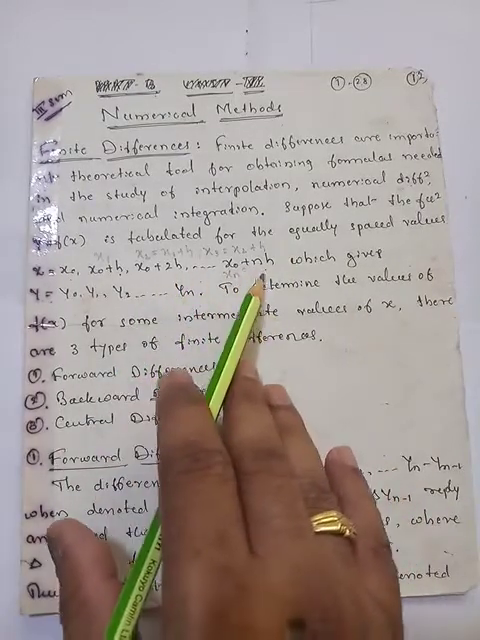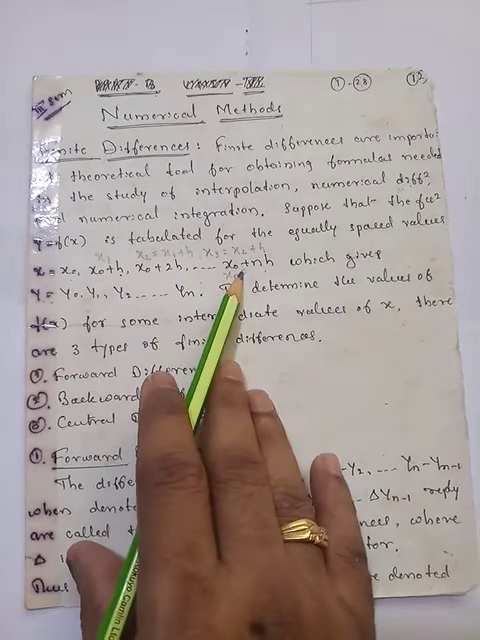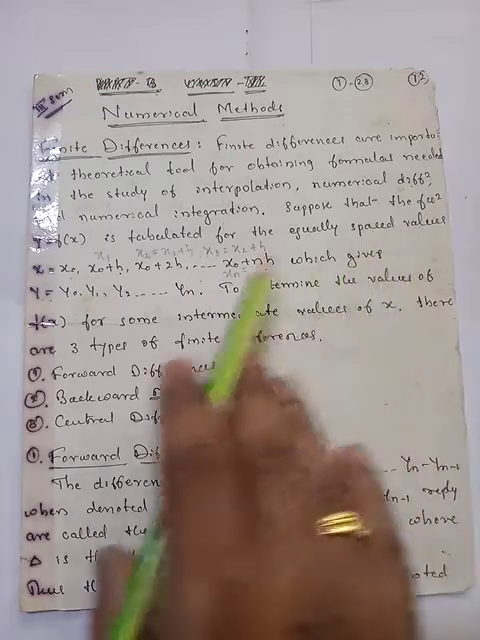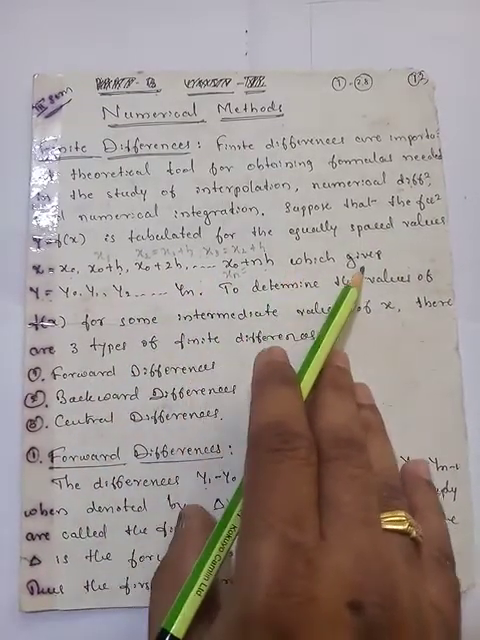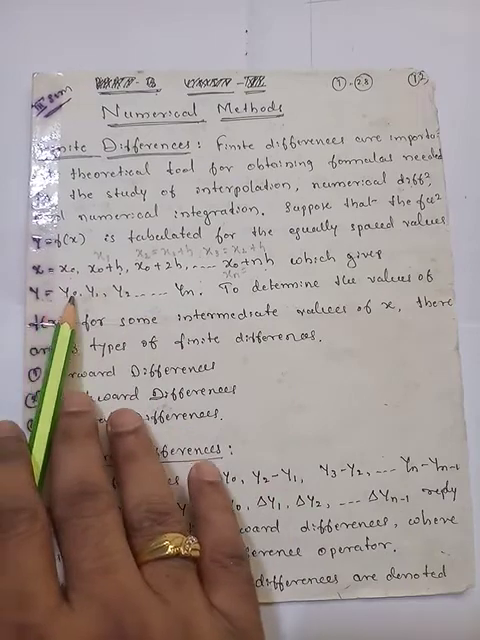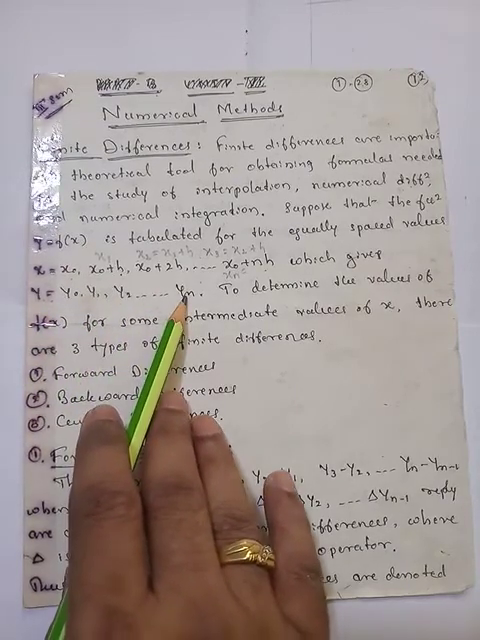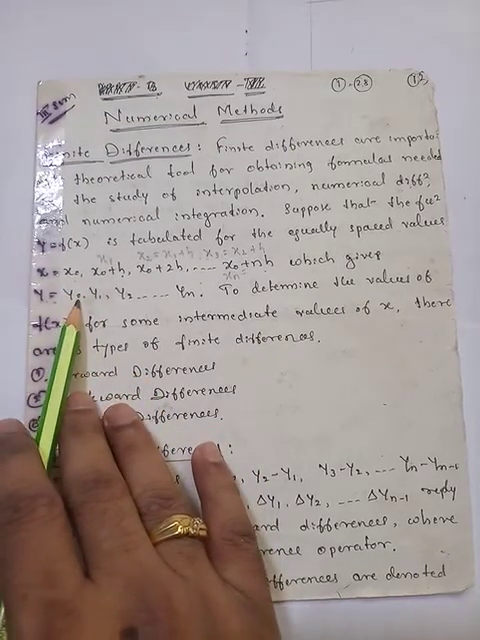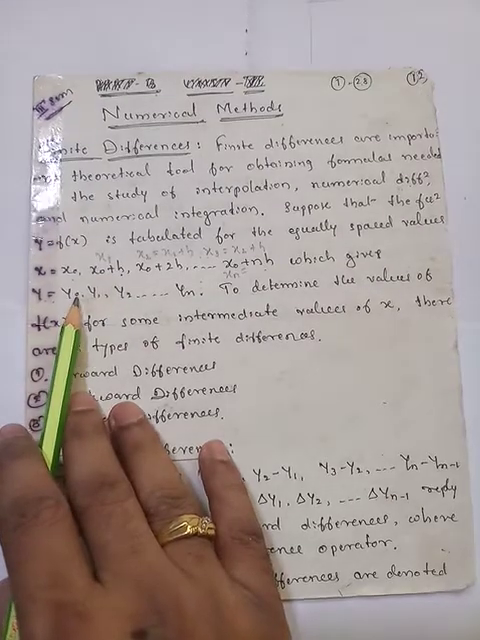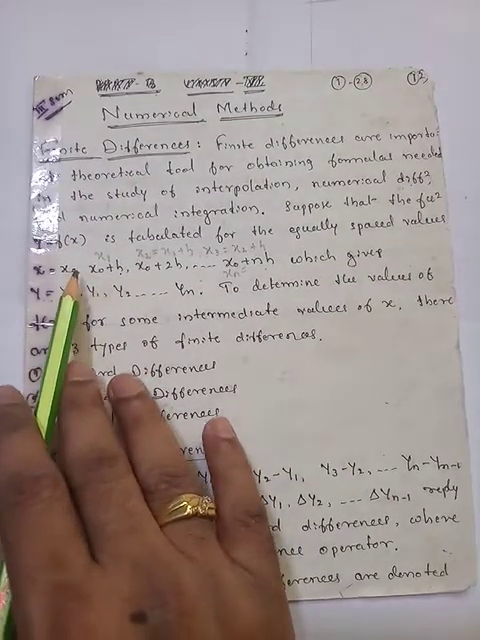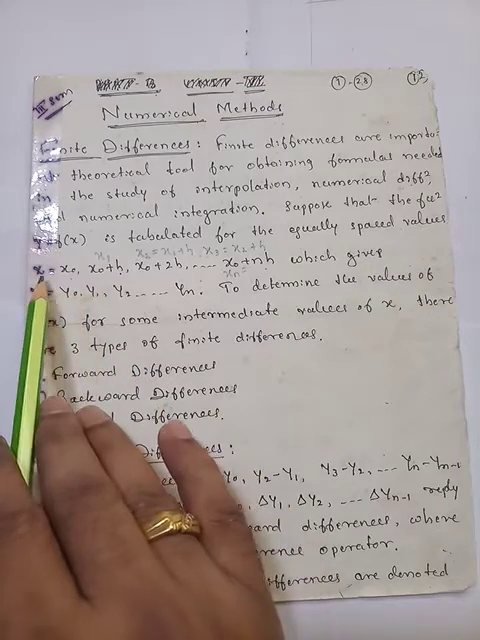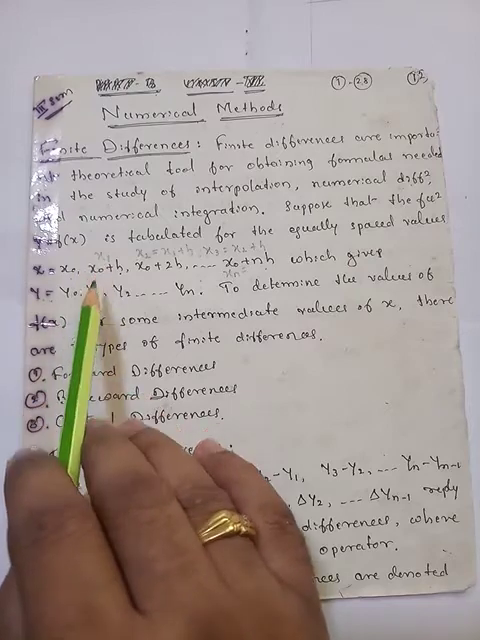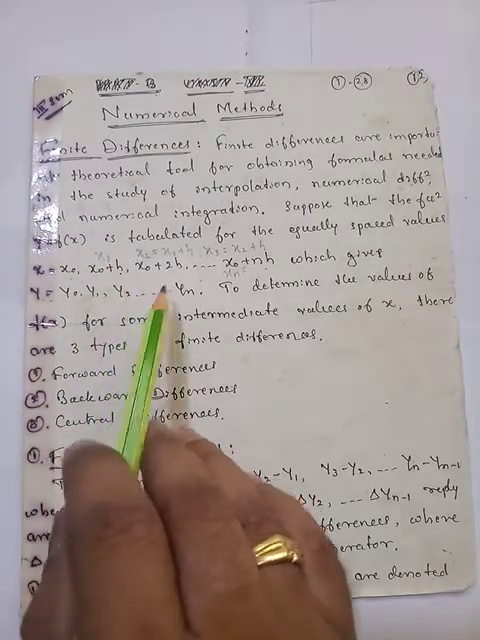So here the differences between the values of x are the same, that's why these are called equally spaced values of x. From these values of x we obtain the values of y as y0, y1, y2, and so on up to yn. Remember that x0 and y0 represent the first values of x and y. Similarly, the second is x1, y1, then x2, y2, x3, y3, like that.